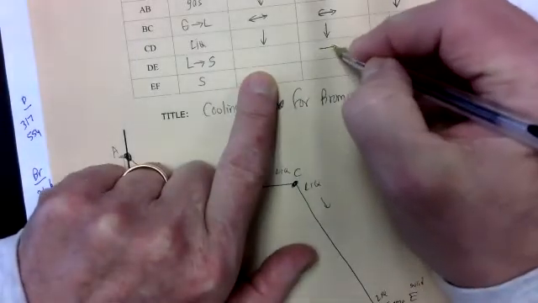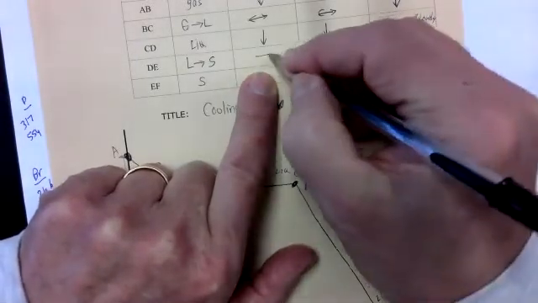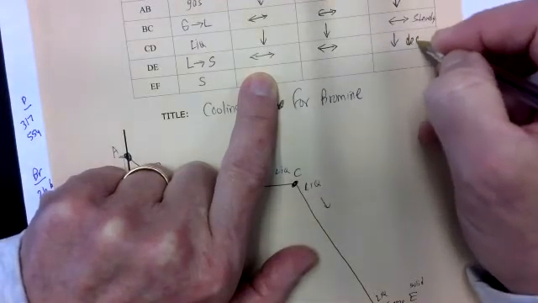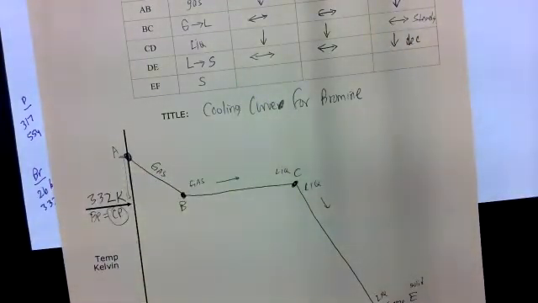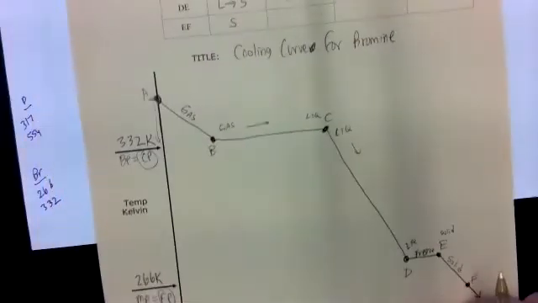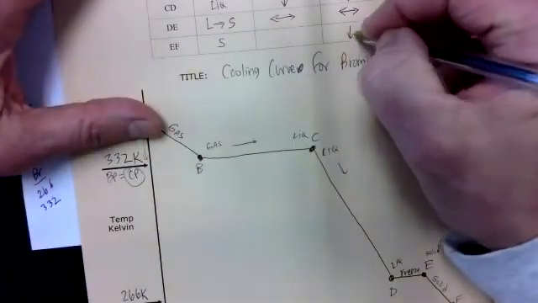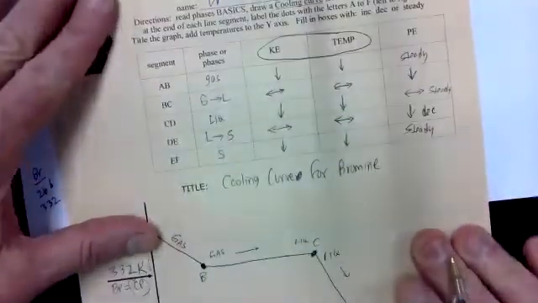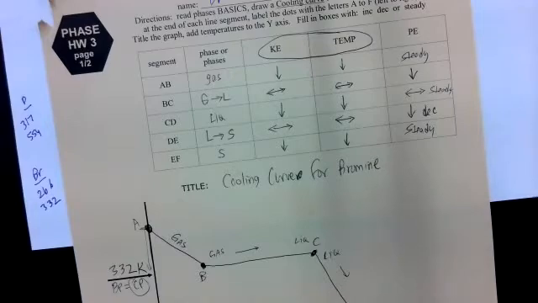So when we look at D to E, the temperature stays steady, and that means the kinetic energy stays steady. But it's going to decrease the potential energy because it's going from a liquid to a solid, and solids have a lower potential energy than the liquid. The final section down here, it's a solid and it stays solid, but the temperature is definitely going down. That means the kinetic energy is going down, and the potential energy is steady as well. So there's that little table. This is a cooling curve.